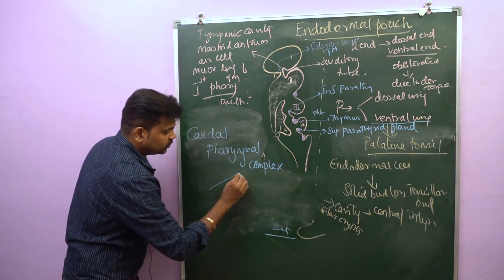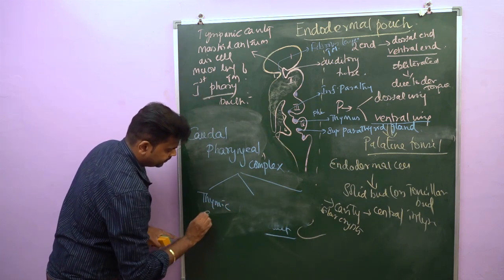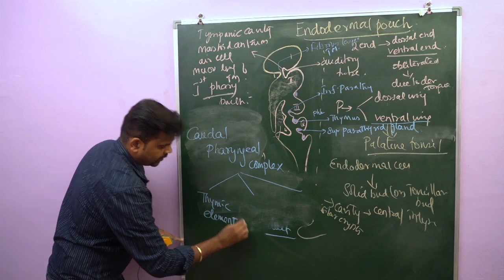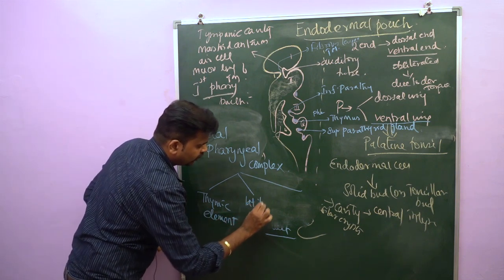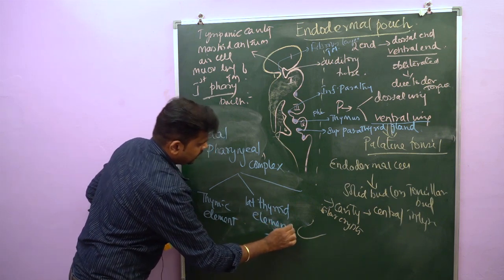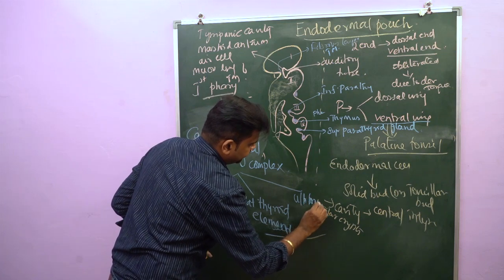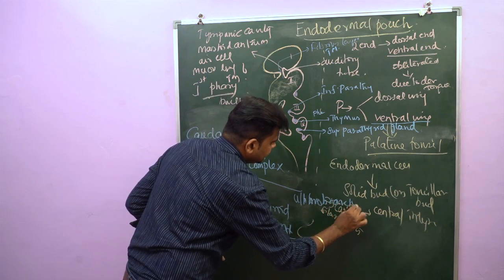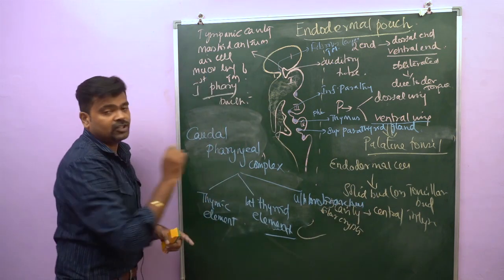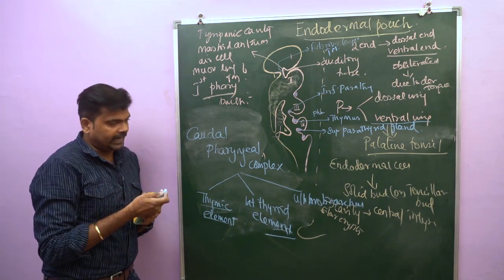This complex gives rise to three elements. Number one, the thymic element. Number two, the lateral thyroid element. Number three, the ultimobranchial body. These are the three elements derived from the caudal pharyngeal complex. The thymic element will be incorporated into the thymus gland.